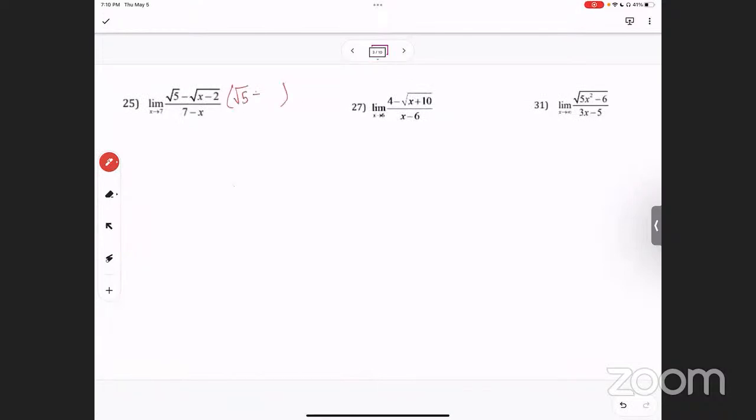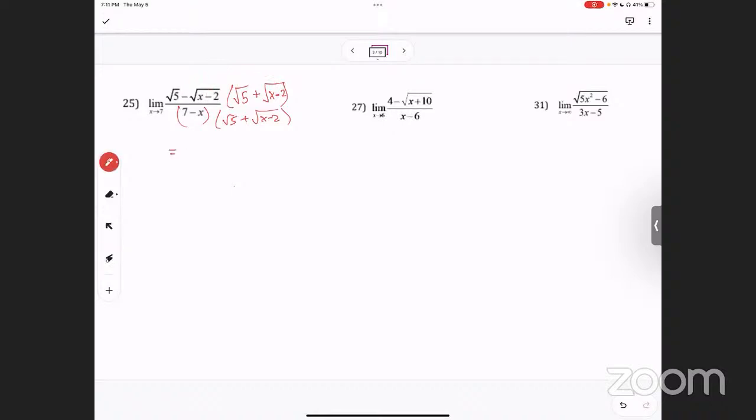root 5 plus root x minus 2. The sign in the middle is what changes, but you're also going to have to multiply the bottom by that, root 5 plus root x minus 2. And then when I do that, this up here, the square root of 5 squared is going to be 5. It's going to cancel out. This is going to be x minus 2.